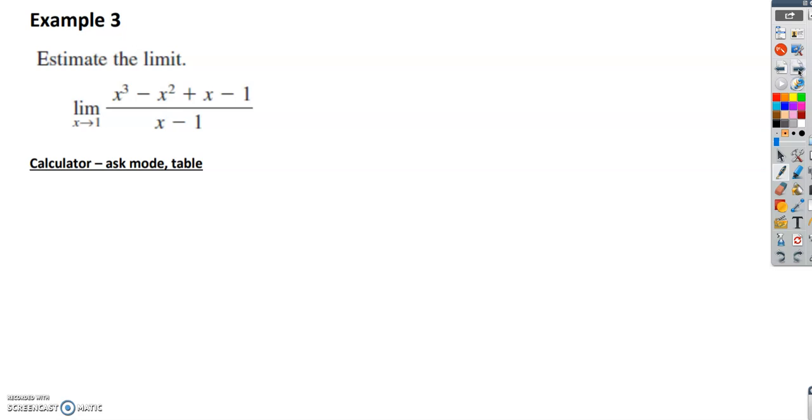Okay, so I've given you the table in all the previous examples, but you may not have a table in the future. You may have to come up with that table on your own. So how do you do that? Let's look at this limit. We're finding the limit as x approaches 1, or gets closer to 1, of this rational function.